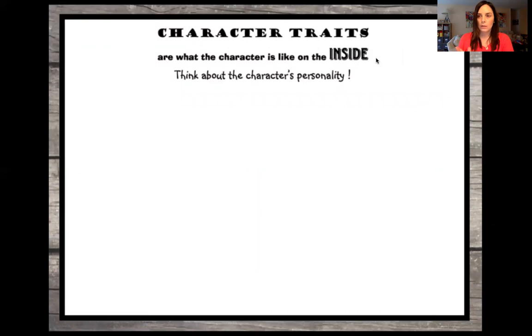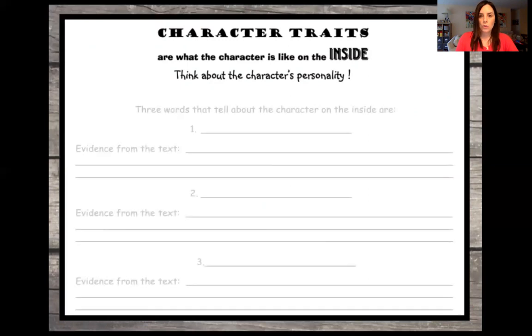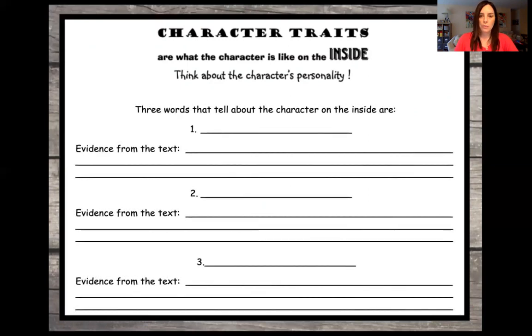Character traits are a little bit trickier, and this is what the character is like on the inside. And when you're coming up with these character traits, you want to think about the character's personality. So in order to do that, you come up with 3 words that tell about the character on the inside and then evidence from the text. I actually think it's easier to find the evidence from the text first and then to think about what evidence you're using and see if you can come up with a word that describes how the person was acting in the evidence that you chose.